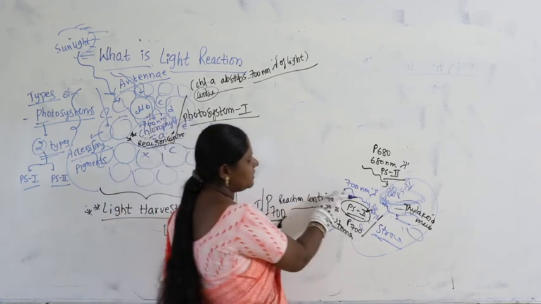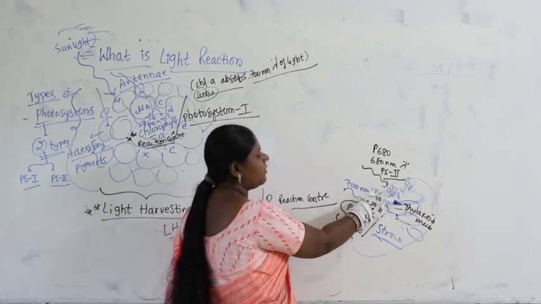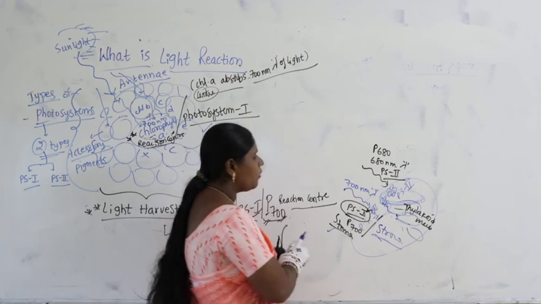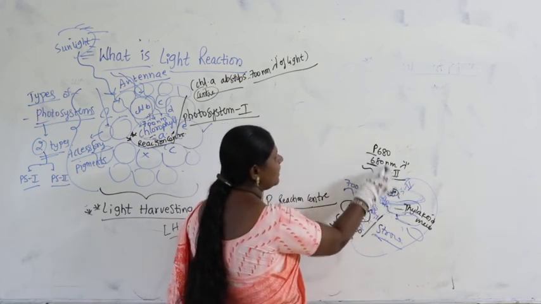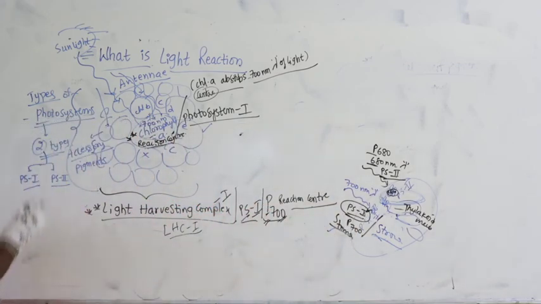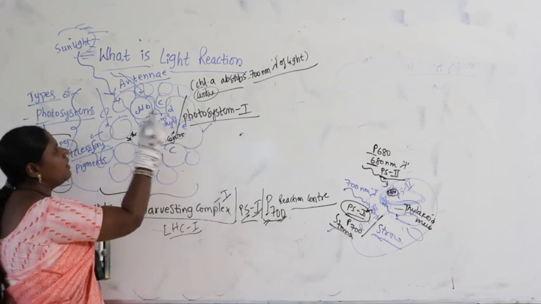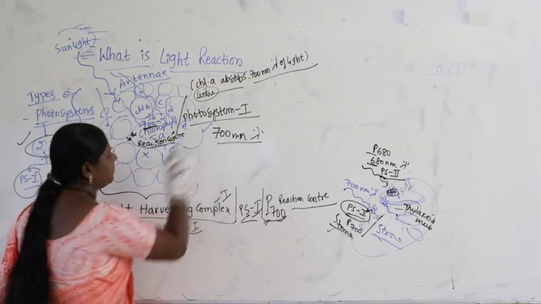The one which absorbs 700 nanometers wavelength of light is called PS1, and the photosystem which absorbs 680 nanometers wavelength of light, by the centermost chlorophyll A, is called P680 or PS2. So altogether how many types do we have? We have 2 types. One is called PS1, the other one is PS2. So what I have drawn here is PS1, because it absorbs 700 nanometers wavelength of light.